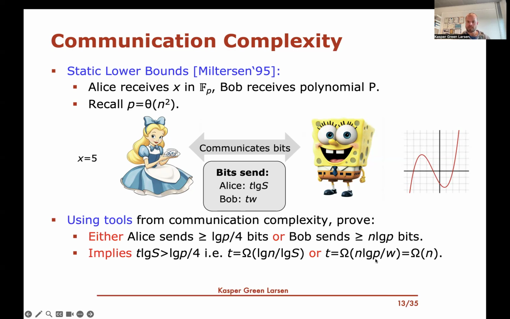Since p is around n squared, this log p is just log n. W, the number of bits in the cell, was also log n, so this just cancels out and becomes n. So basically the lower bound is either t is log n over log s, or t is at least linear. So the minimum of the two lower bounds is, of course, the first one. So we get a lower bound that t has to be at least log n over log s.